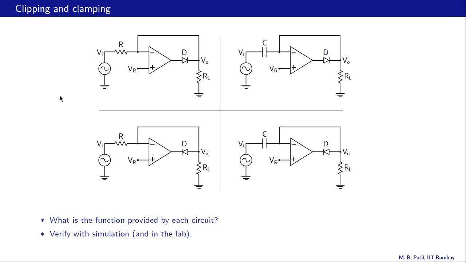Although there are 4 circuits here, essentially we need to look at 2 different circuits, this one and this one, and the other circuits operate in a very similar manner. For example, this circuit here is derived from the upper circuit simply by changing the direction of the diode. Similarly, this circuit here is derived from this circuit by simply changing the direction of the diode.